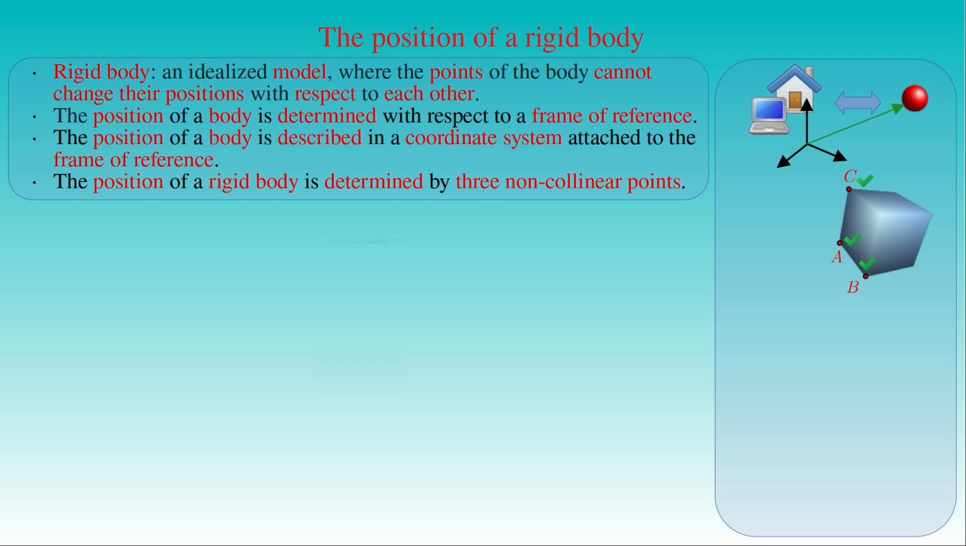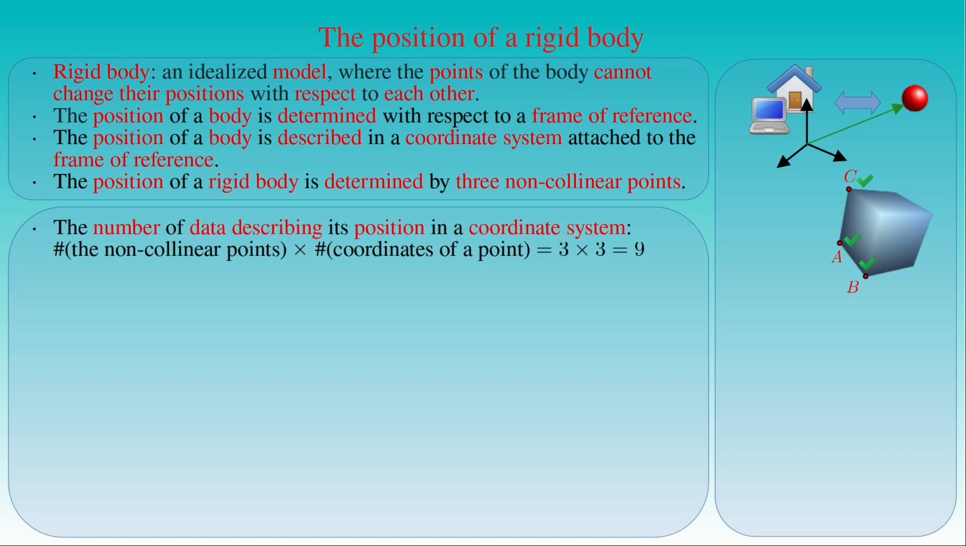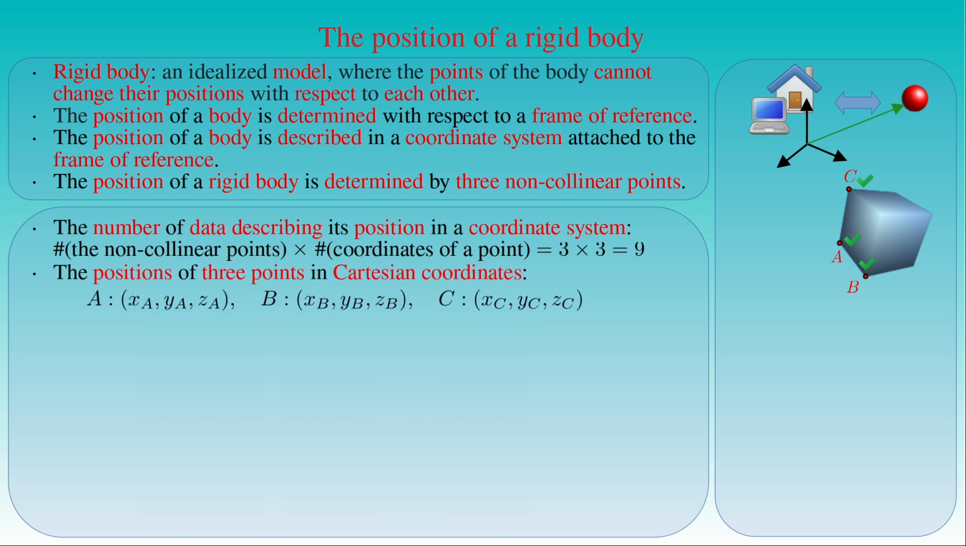Since we use 3 non-collinear points and the position of a point is described by 3 coordinates in a coordinate system, we need 3 times 3, that is 9 data to determine the position of a rigid body in the coordinate system attached to the frame of reference. If we use a Cartesian coordinate system, then these data consist of the Cartesian coordinates x, y, and z of the points A, B and C.